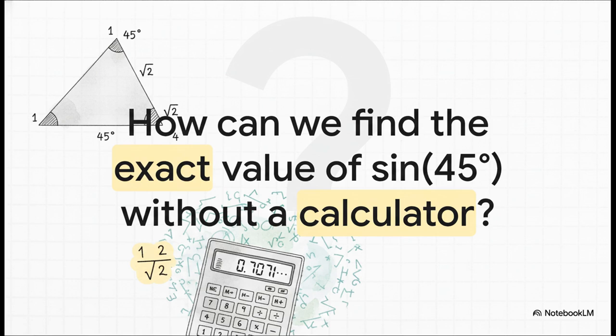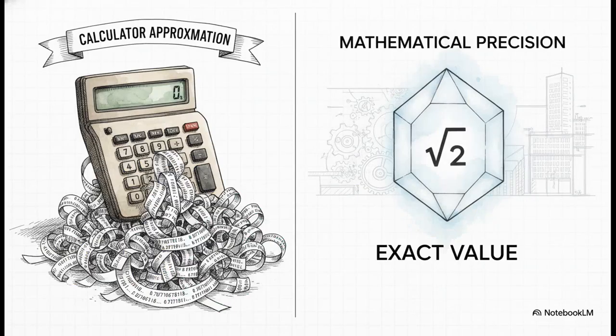I'm not talking about an approximation, not that long string of decimals you get when you punch sine of 45 into a calculator, it spits out something like 0.7071. But what number is that really? Where does it come from? And that, right there, is the whole point of this quest.